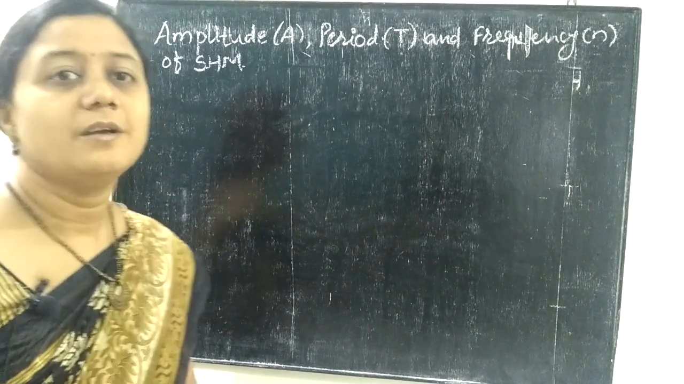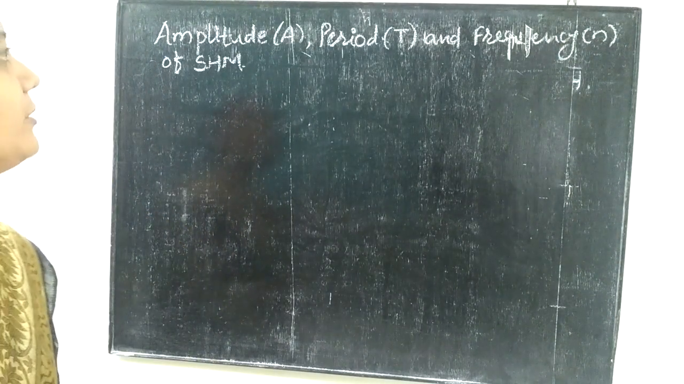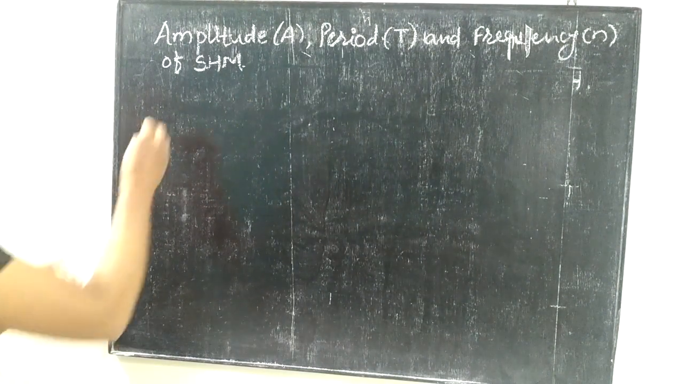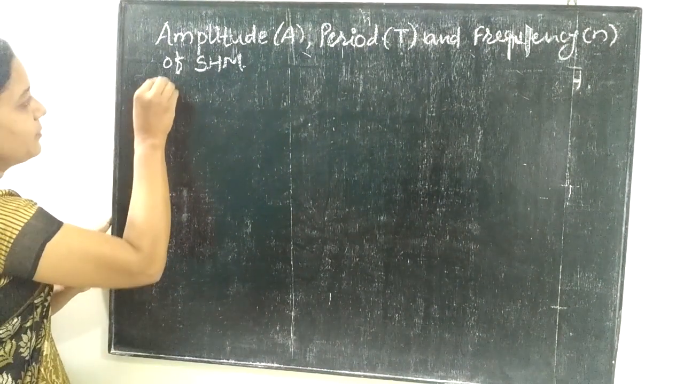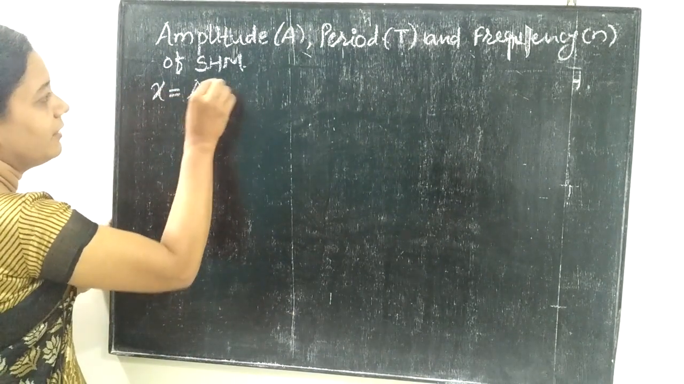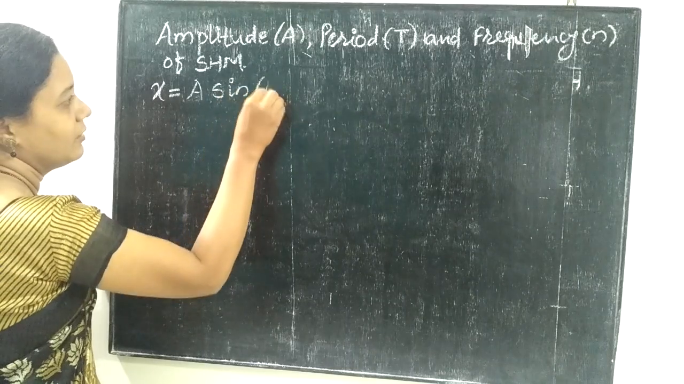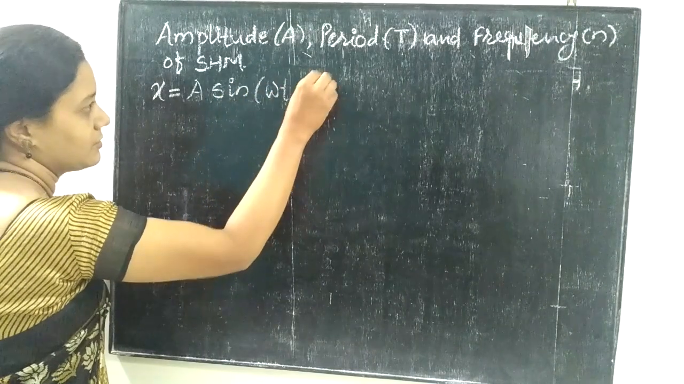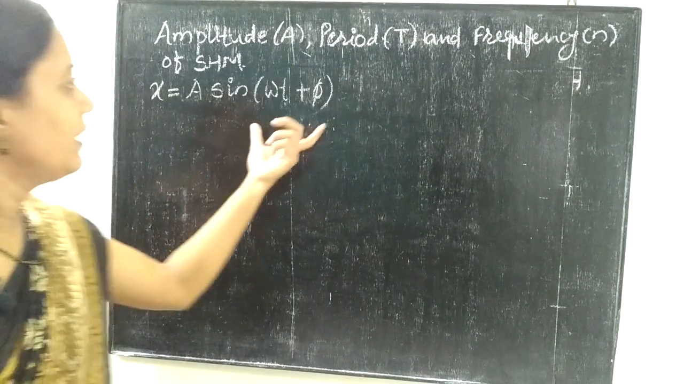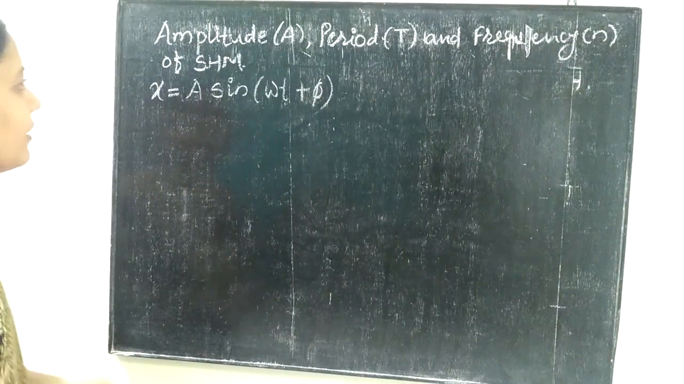Good morning, dear students. Today's topic is amplitude, period, and frequency of S.H.M. You know very well the expression for the displacement: x equals A sine(omega t plus phi). What is A? The amplitude, and omega t plus phi is the angle.